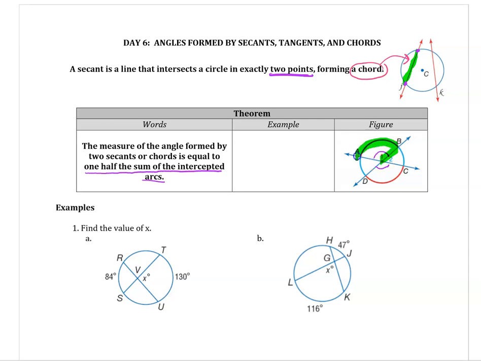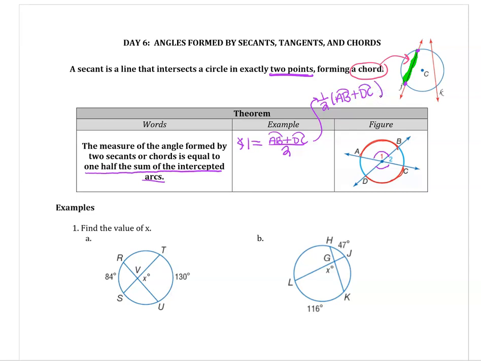The arcs that are intercepted are what I just highlighted in green. Or in the notes, if I take that away, you'll see it's already in red right here. So DC and AB. So what this means is angle 1 and its vertical angle, technically, is equal to, it says half the sum of the arcs. So I'll say AB plus DC divided by 2. You may see some teachers even write it like this: 1/2 AB plus DC. It's the same thing.